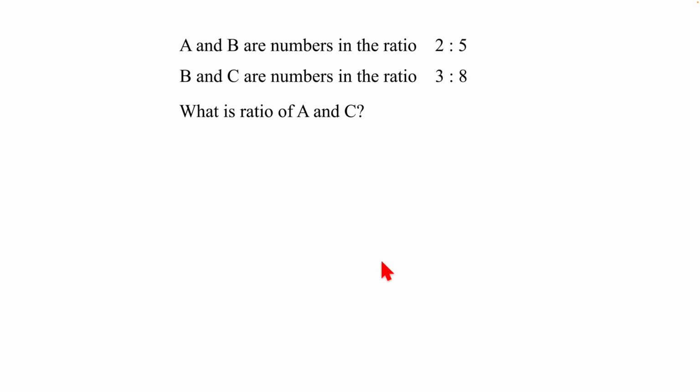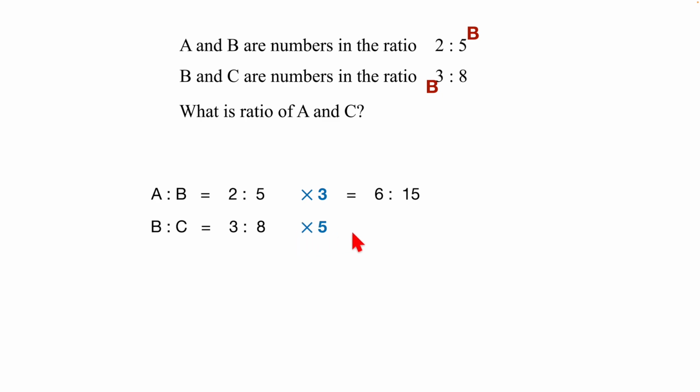Let's have a look at another example. Similar sort of thing. What do we need to do? We need to find what is the common element, and it's B. That's 5, that's 3. So we're looking at 15 really, aren't we? 3 times 5, 5 times 3. So 2 to 5 times 3, 6 to 15. B to C is 3 to 8, and we're multiplying that by 5. 15 to 40. 15 is common, so we can just add these up.